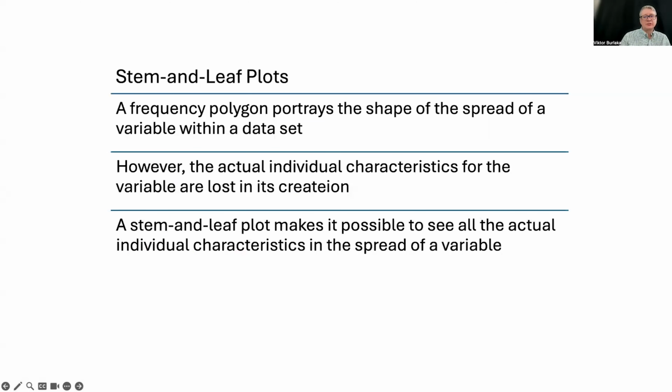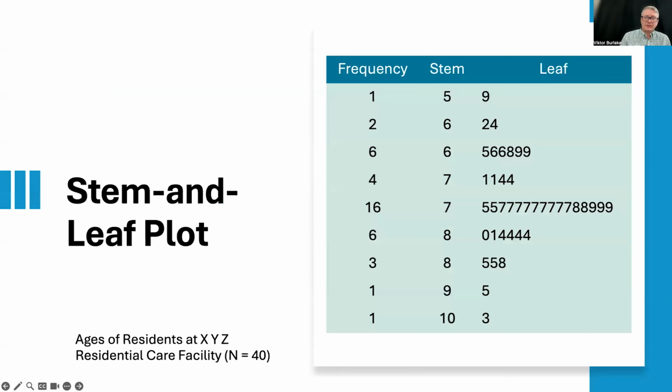Frequency polygons show the shape of data distribution but lose individual details. In contrast, stem and leaf plots preserve all individual values, making it possible to see both the spread and specific characteristics of the variable. Here we have a stem and leaf plot, which is a way of displaying data that allows us to see the actual values while also showing the distribution.